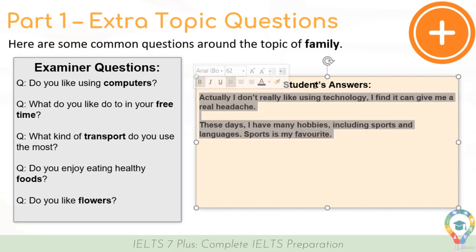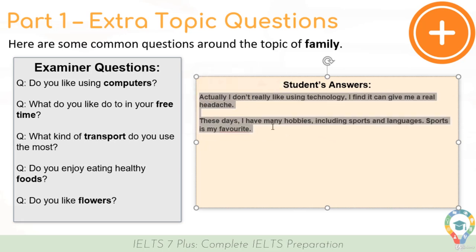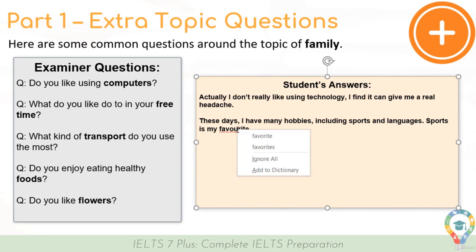And question number 3, let's move on to that. What kind of transport do you use the most? Let's answer this question now. What kind of transport do you use the most? So we could talk about cars, trains, buses, bikes. I think that the frequency that we will go for, the most used, will be buses.